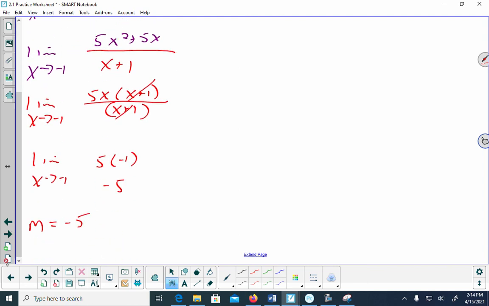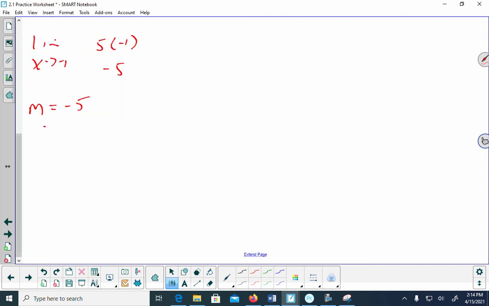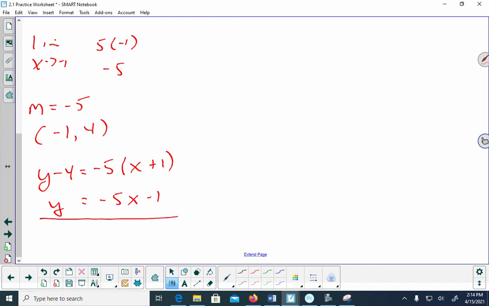So now I'm going to write a line that goes through the point negative 1, 4 that has a slope of negative 5. Remember, I'm a point slope girl, so I'm going to do y minus 4 is equal to my m times x minus negative 1, so plus 1. So this is going to be negative 5x minus 5 plus 4, so minus 1, I believe. So negative 5x minus 1. That is the equation of my tangent line at the point negative 1, 4.